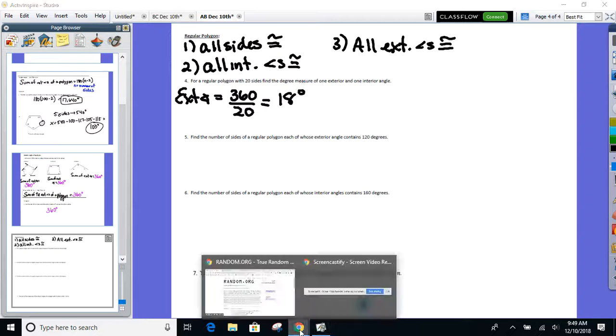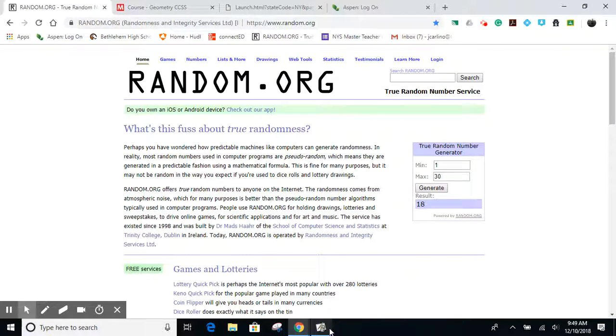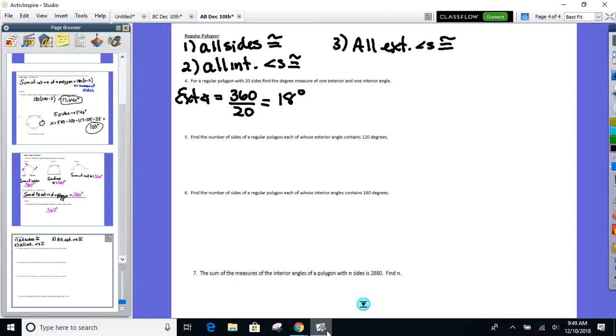Little tougher for the interior. Who's got 18 now? Okay, Bella, here we go. Interior angle. You all know all the exteriors add up to 360, right? How can you find what all the interiors add up to? What formula did I give you already today? So 180 times how many sides here? 20 minus 2. Go ahead, find all the interior angles added up.